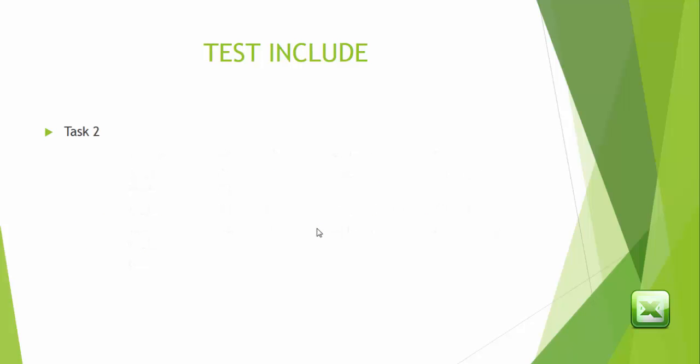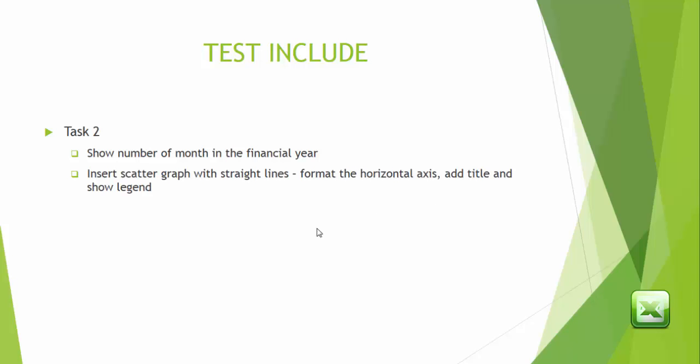Task 2. Show the number of months in the financial year. Insert a scatter graph with straight lines. Format the horizontal axis, add a title, and show the legend. Name the worksheet.